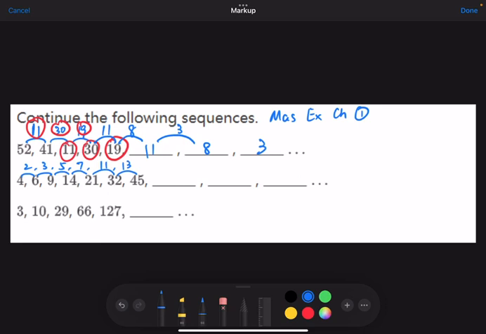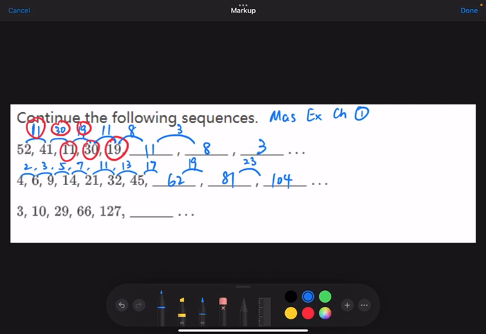So the next prime number is not 15, guys. It's not consecutive odd numbers. It's different. The next prime number is 17. 45 plus 17 is 62. And then the next prime number is 19. 19 plus 62 is 81. And then the next prime number is not 21, it's 23. So the last blank should be 104.